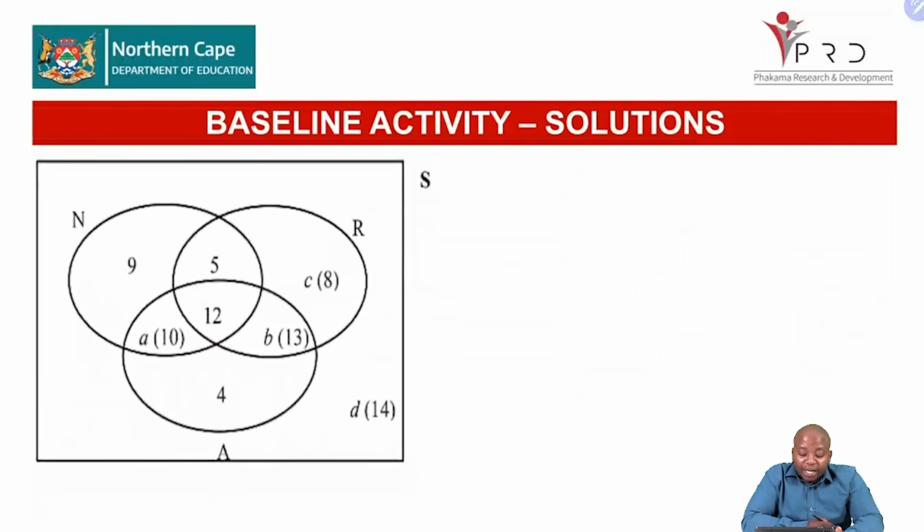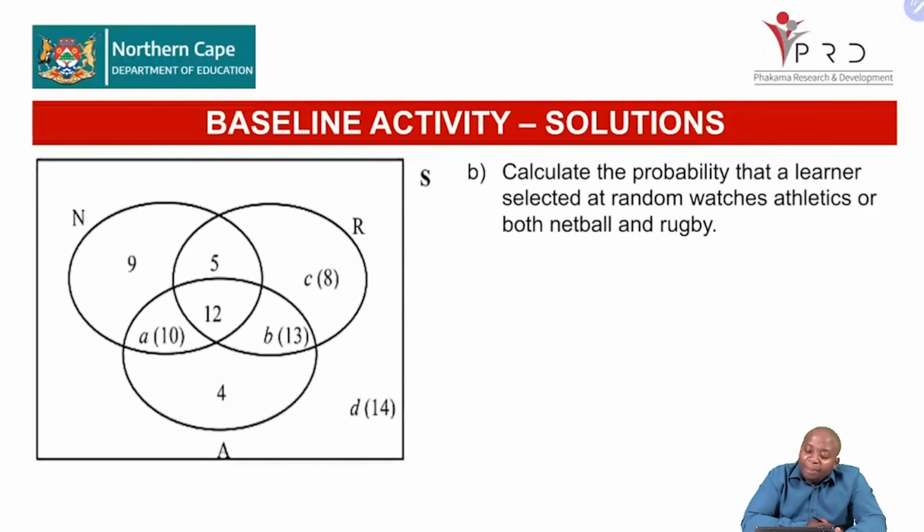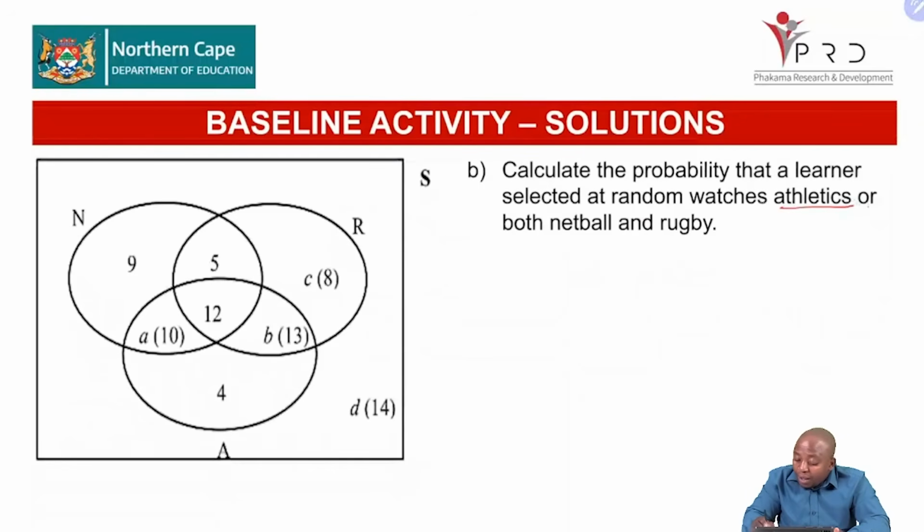Now, let us look at number B. Number B says, calculate the probability that a learner selected at random watches athletics or both the netball and the rugby. So what are we looking at? We are looking at the probability of selecting a learner that watches athletics, or that learner watches netball and rugby. So that's what we're looking at.